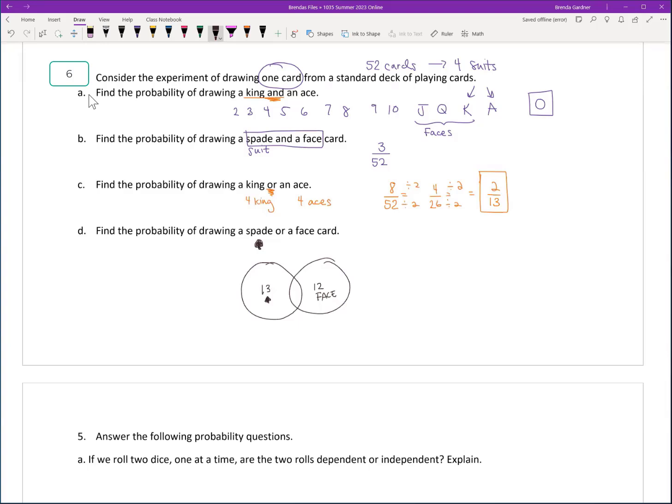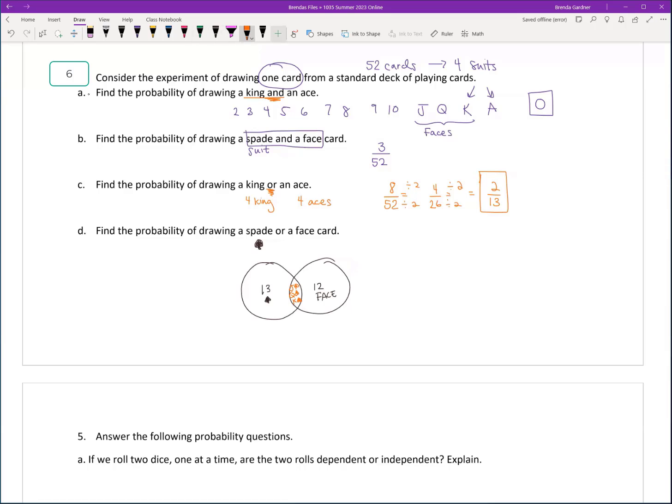But we want to know how many are between those. Okay. So we can't just add the 13 and the 12 faces, because there are a few of those cards that are both. And so we have to subtract out what are both. So there would be a jack of spades, and a queen of spades, and a king of spades that would be both a face card and a spade. You get the idea. There are 3 cards that are both of those.